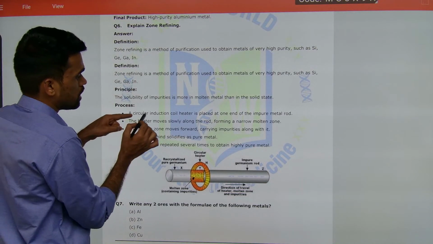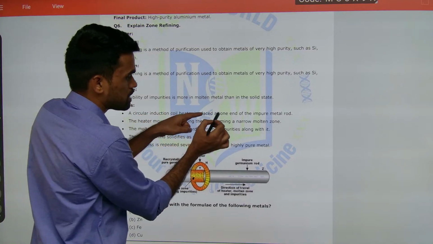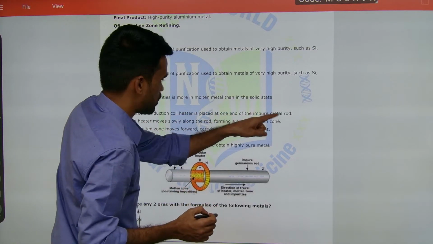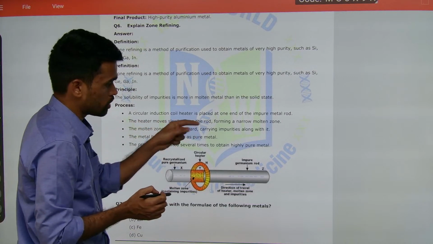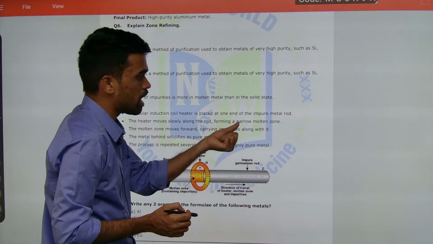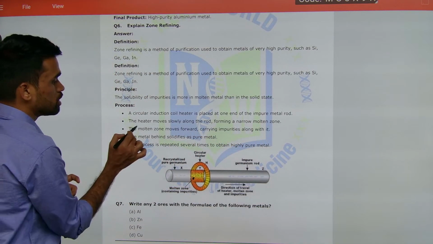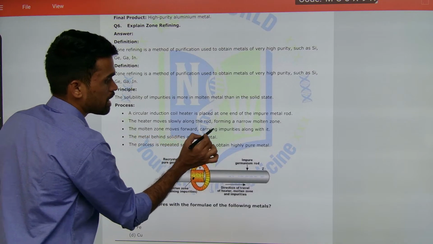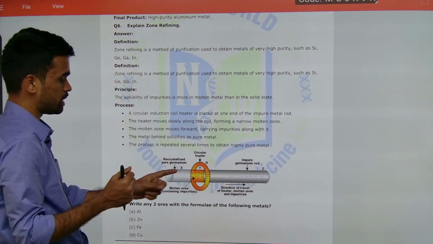So a circular induction coil heater is placed at one end of the impure metal rod. The heater moves slowly along the rod, forming a narrow molten zone. The molten zone moves forward carrying impurities along with it. Whatever impurities are there will be carried by this molten zone.